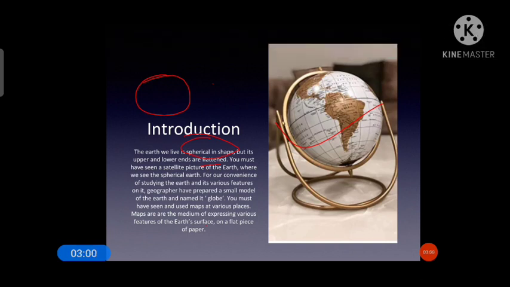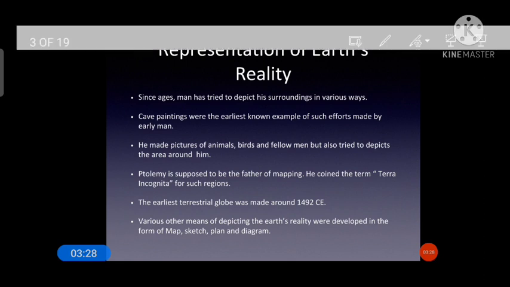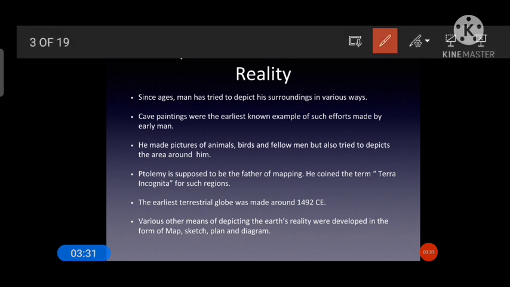Okay, now moving on to the next topic, that is representation of earth's reality. How was earth's reality represented since ages? Since ages man has tried to depict his surroundings in various ways. Now what were the ways the man has tried to depict its reality? Cave paintings were the first ways of representing the earth's reality. Cave paintings were the earliest known example of such effort made by early man.